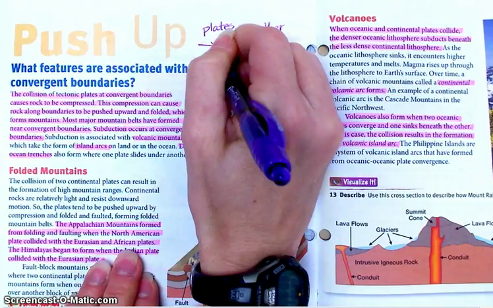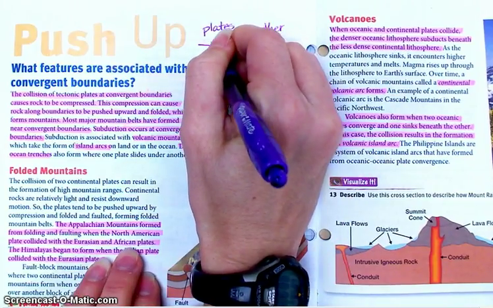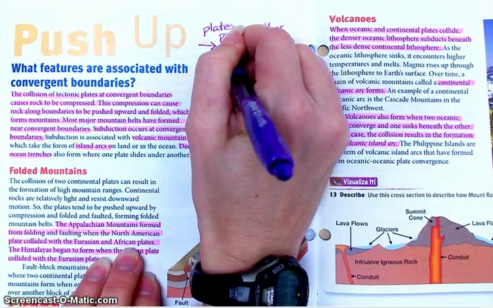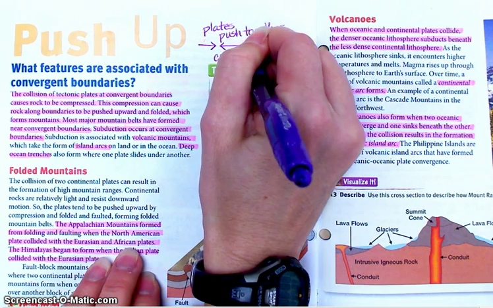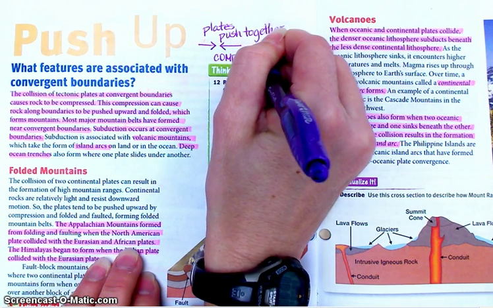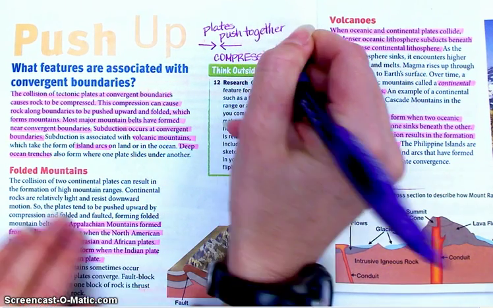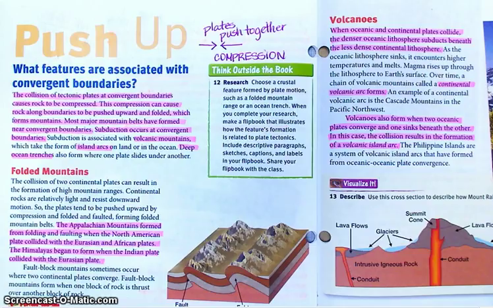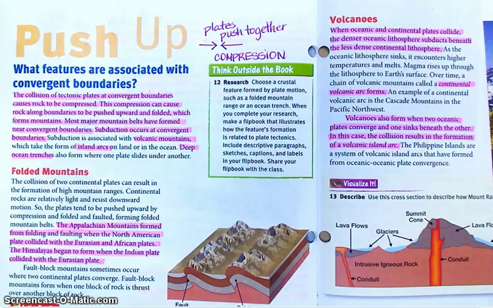The type of stress that's involved with two plates pushing together is the stress known as compression. Okay, so the collision of tectonic plates at convergent boundaries causes rock to be compressed. This compression can cause rocks along boundaries to be pushed upward and folded, which form mountains. Most major mountain belts have formed near convergent boundaries.